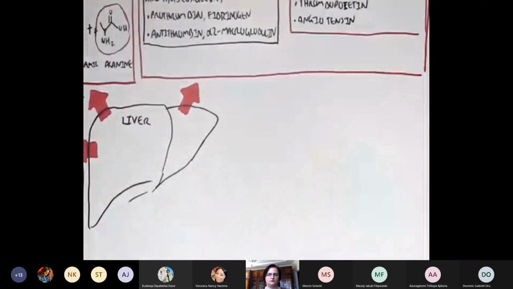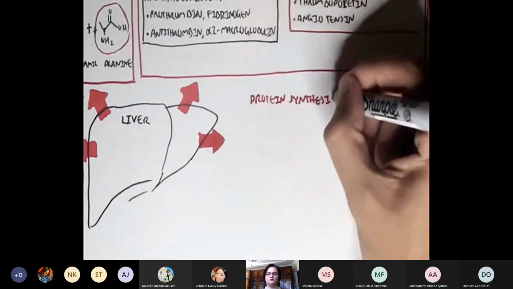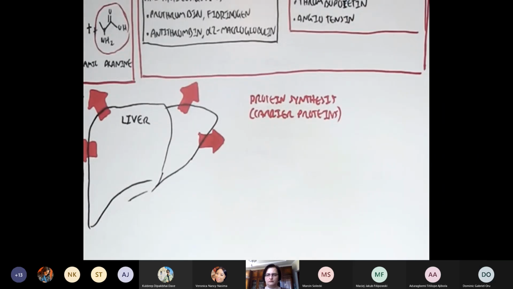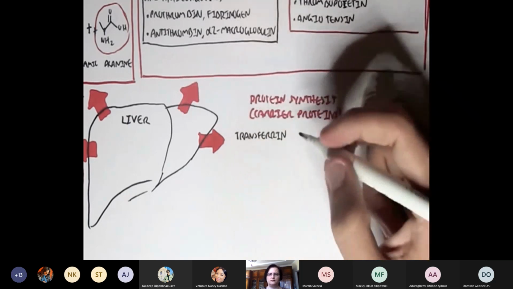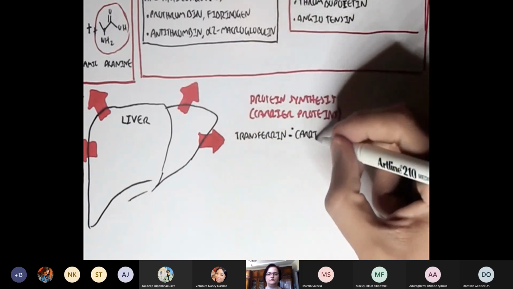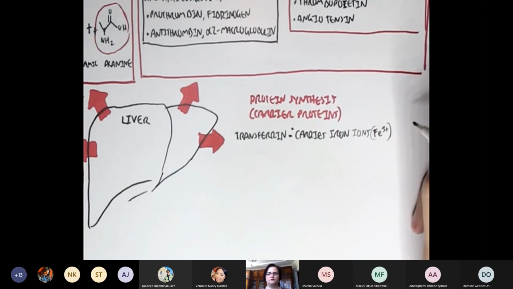Now, the liver also synthesizes plasma proteins that are carrier proteins that help carry substances or molecules from A to B, such as from the liver to the kidney, or from the liver to the muscle, for example. So these are carrier proteins. An example of carrier proteins is transferrin. Transferrin carries iron ions in the ferric form, Fe3+. So transferrin carries iron ions around the body.